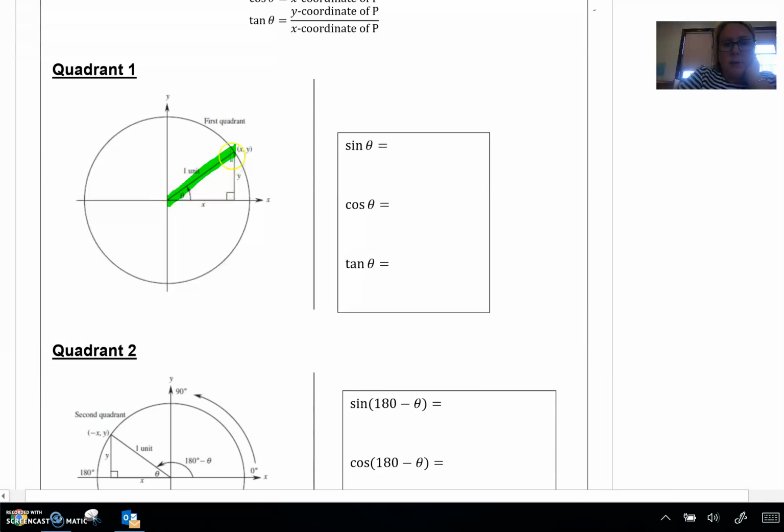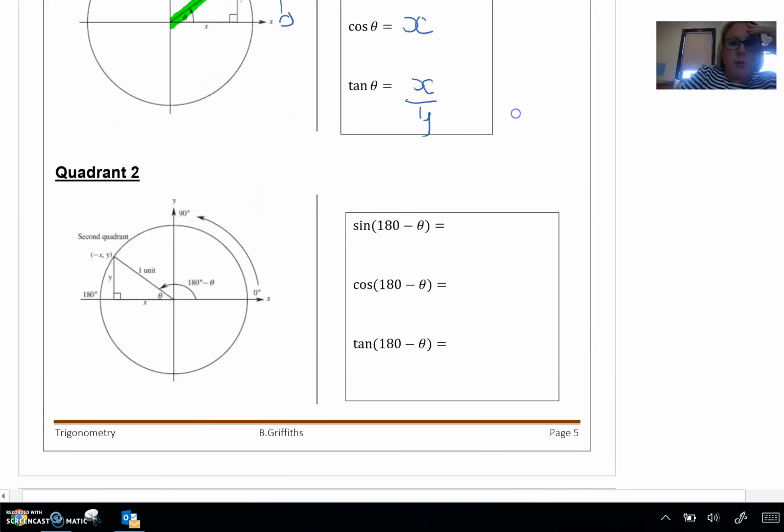So if I just have a look at this first quadrant, sine is opposite over hypotenuse, so sine is y. So the y value is sine. Cos is adjacent over hypotenuse, so it's x, and tan is opposite over adjacent, so it's y on x. So they're from angles from 0, so we start counting here up until 90, and we call that quadrant 1.